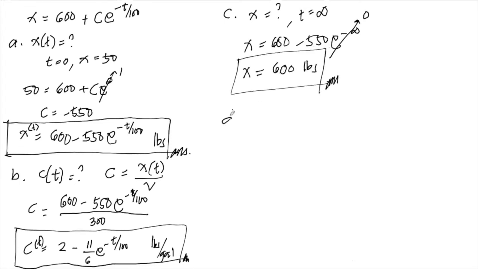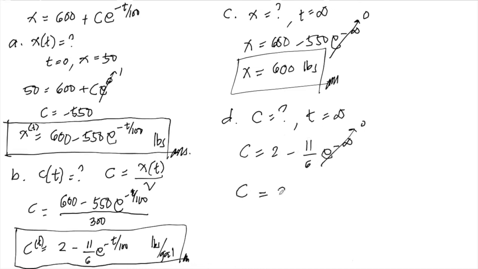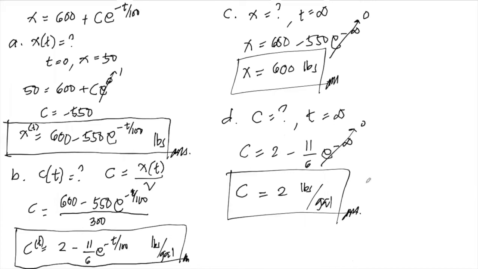Now for letter D, limiting concentration. Let's use this expression. So C is equal to 2 minus 11 over 6 times e raised to negative 1 over 100 times infinity, which is e raised to negative infinity, which is 0. So the second term is 0. The limiting concentration is 2 pounds per gallon. That's it. So these are your answers for example number 2.